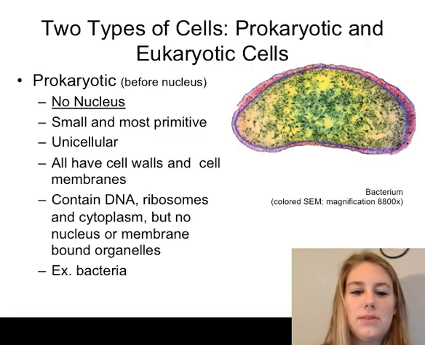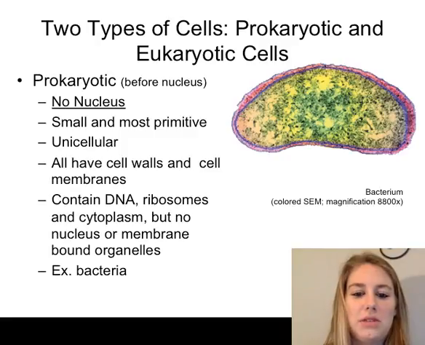This is a review since we've already covered what prokaryotes and eukaryotes are. Remember, prokaryotes, pro means no, or no nucleus. They are small and mostly primitive. As you can see from the picture here, they are unicellular, meaning they are made of one cell. They all have a cell wall and a cell membrane. Since they're living organisms, they all contain DNA, ribosomes, and cytoplasm, but they do not contain any membrane-bound organelles, including a nucleus. An example that we talked about earlier this year was the domain Archaea and the domain Bacteria.